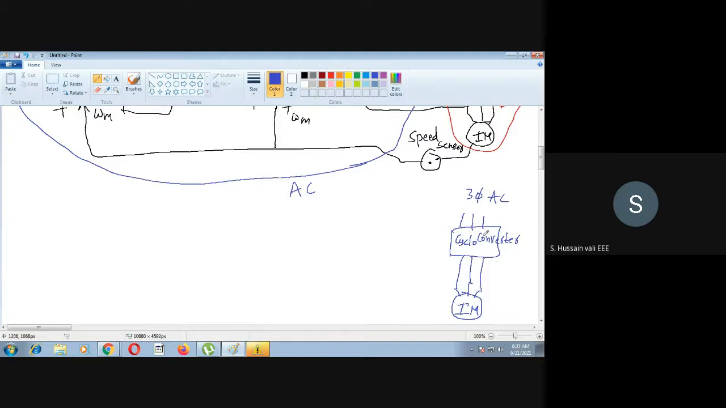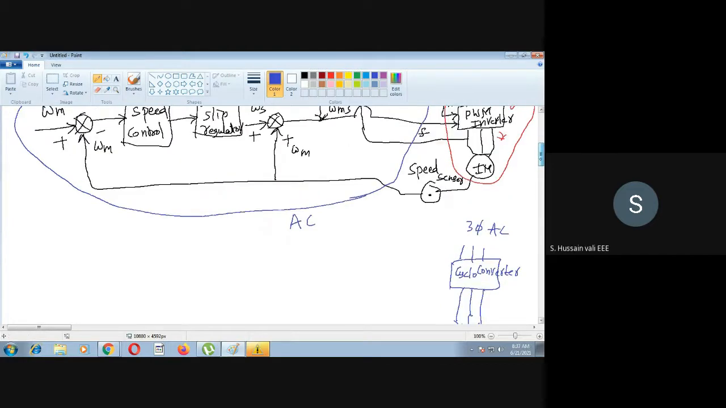Whereas you get the feedbacks here. Obviously you get the feedbacks here. The frequency will get the feedback here. And the remaining everything is the same.